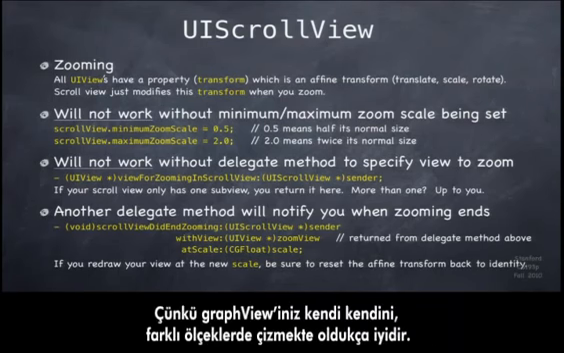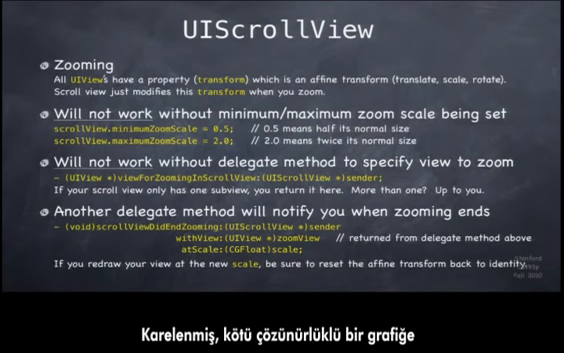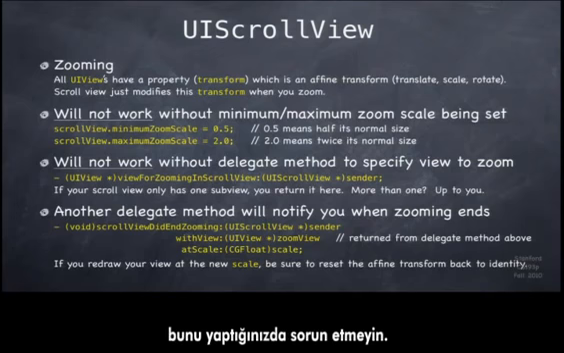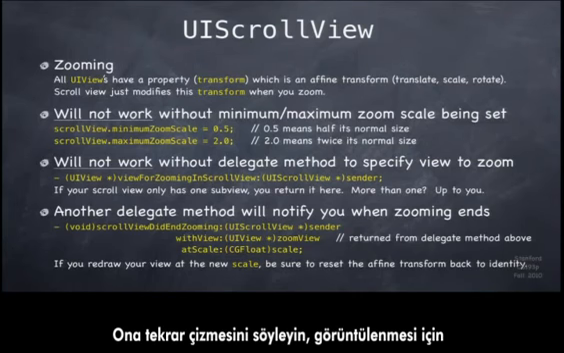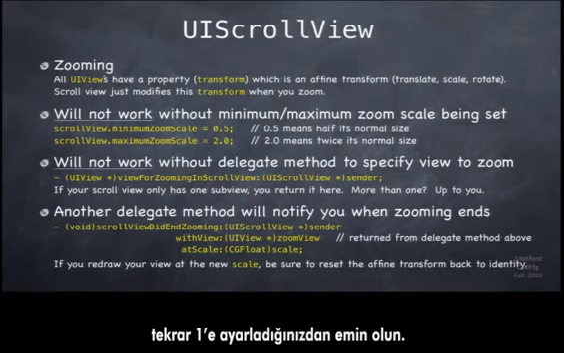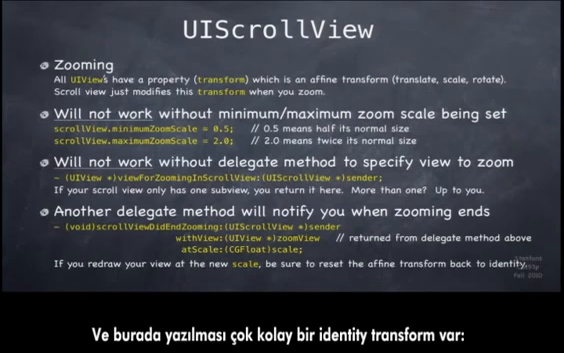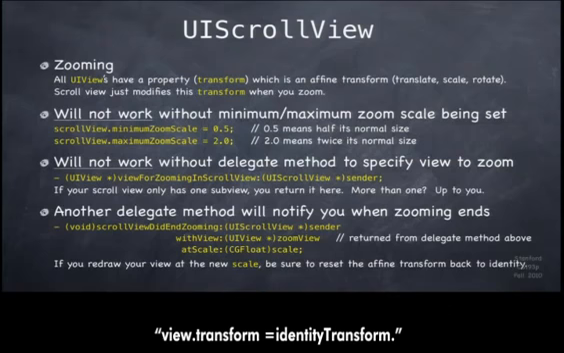graph view, because your graph view is really good at drawing itself at different scales, right? It knows how to perfectly redraw it using every pixel. You wouldn't want a pixelated, yucky, bad resolution graph. But when you do that, it's okay to tell it to redraw, do a setNeedsDisplay on it, but make sure you set your affine transform identity back to 1, because the scroll view, when you do that, is going to change it. And there's an identity transform. It's really easy to say view.transform equals identity transform.